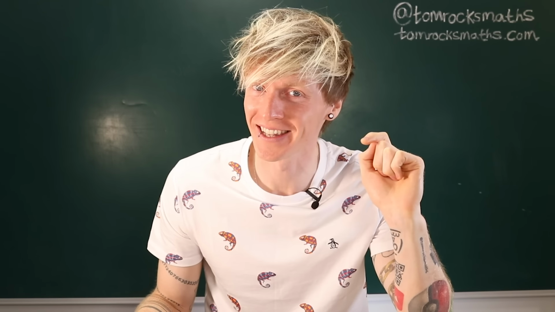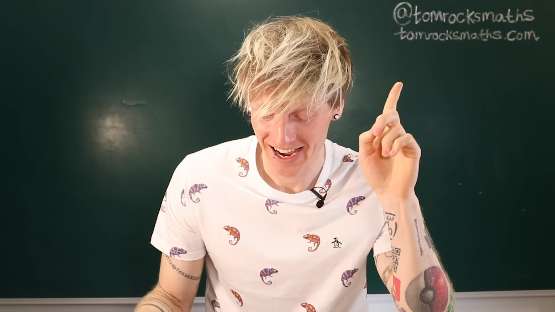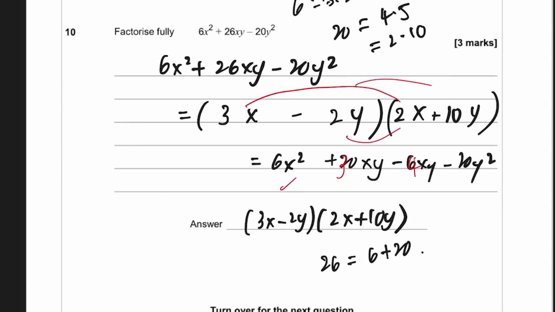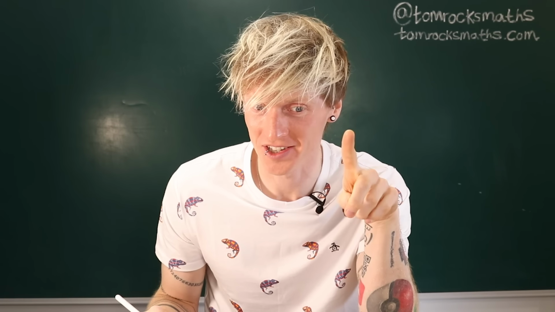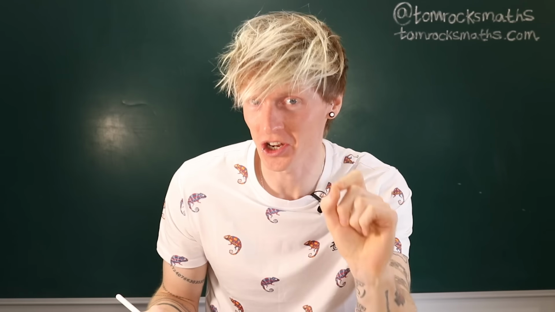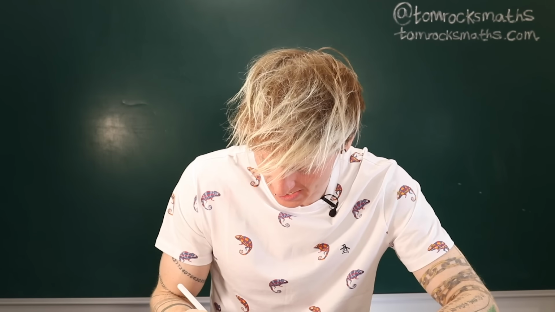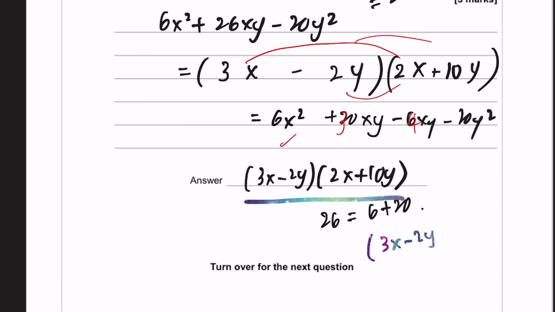Maybe I'm just annoyed because this is possibly the only mark that I drop on this, but this is ridiculous. So this is factorized fully. I've written 3x minus 2y, 2x plus 10y. Now you only get 2 out of 3 marks for that because they want the 2 out the front. So what they wanted here was 3x minus 2y, x plus 5y, and then a factor of 2 out the front, which to me is a little bit over the top, and I don't think I can get that.